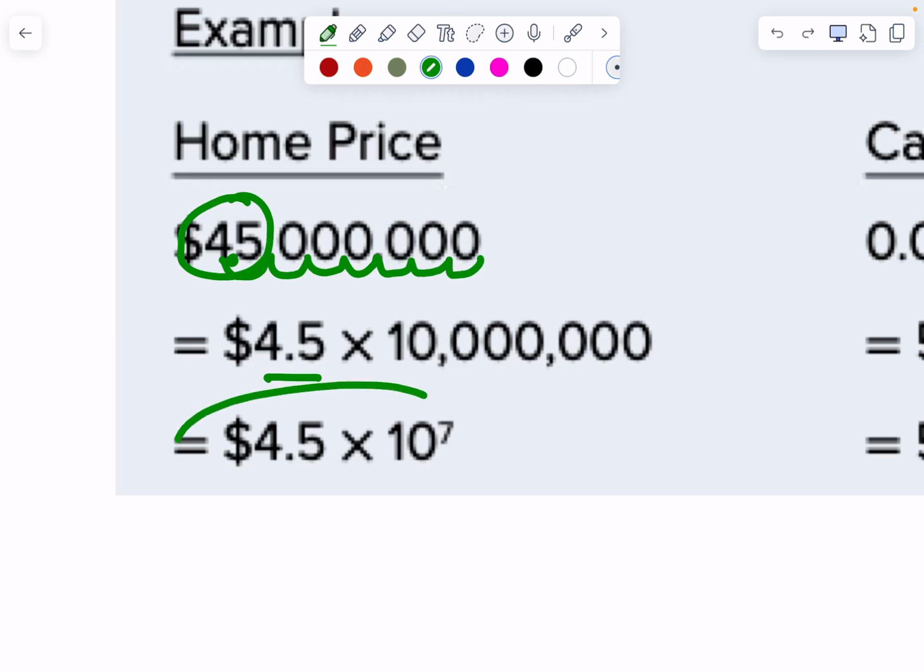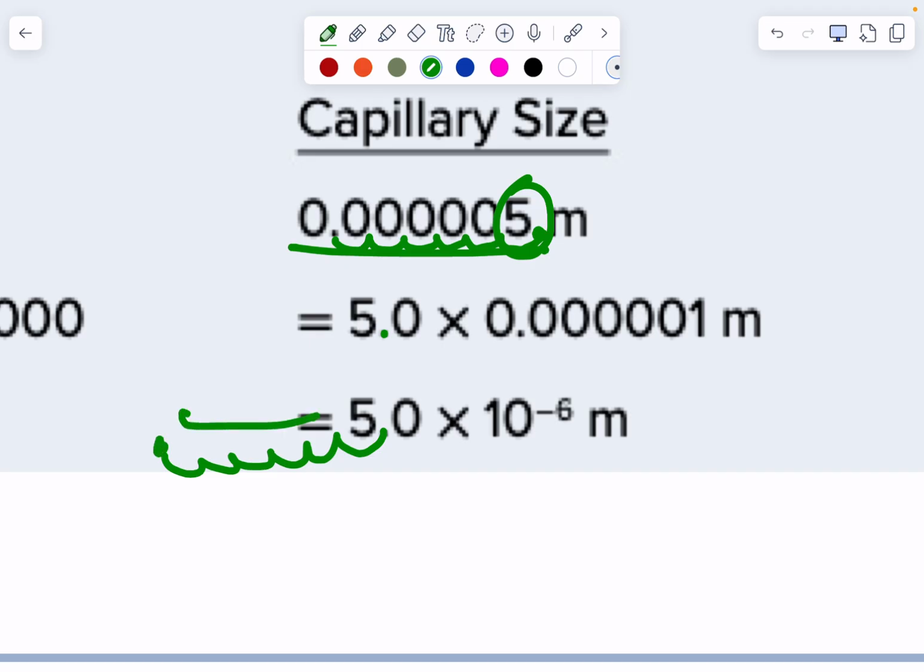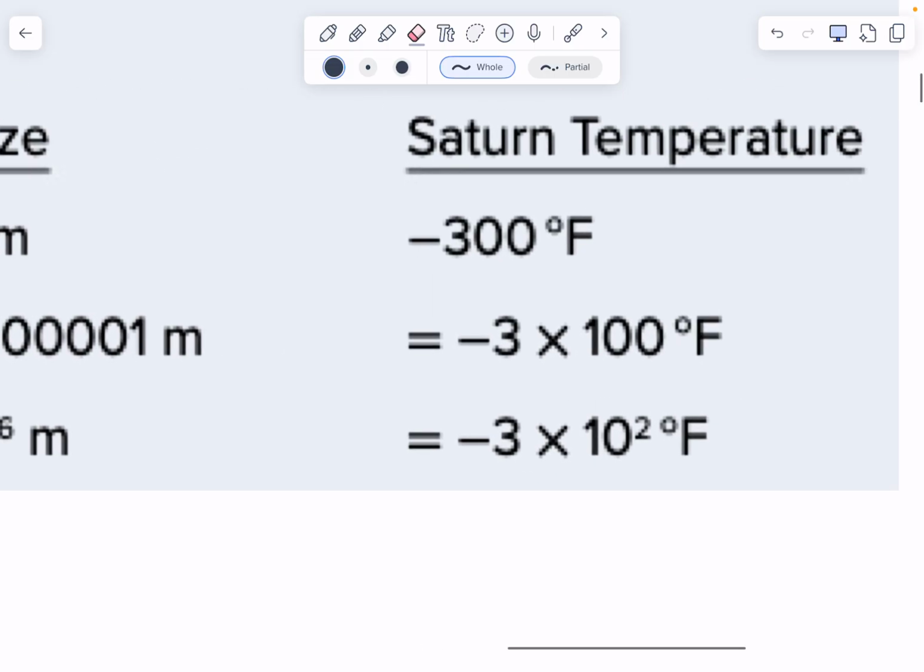Over here, this guy, I want to put 5, because that's my number between 1 and 10, so 5.0. If I move my decimal here, I've got to go 1, 2, 3, 4, 5, 6, but it's negative 6, because the negative is going to move him back this way. If I'm making him smaller, I want him to be to a negative power. Okay, next, I'm going to start with 3, and I'm putting my decimal there, so 10 to the 2nd power.